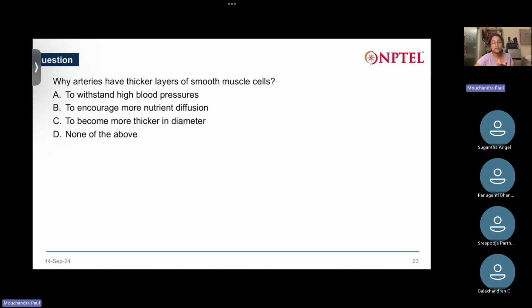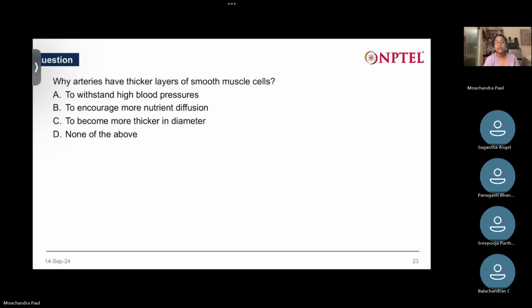But why is it? What is the reason for that? If you can guess. Option A, to withstand high blood pressures. B, to encourage more nutrient diffusion. C, to become thicker in diameter. And D, none of the above. Why do you think arteries or the aorta have a thicker layer of smooth muscle cells?